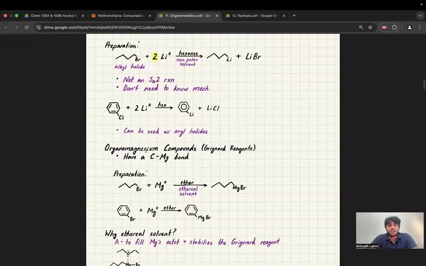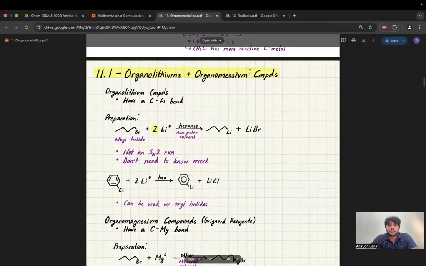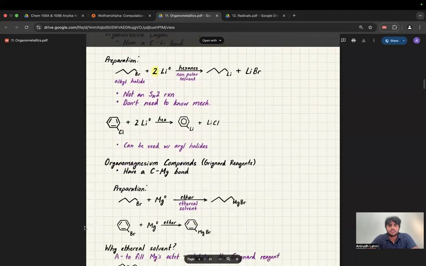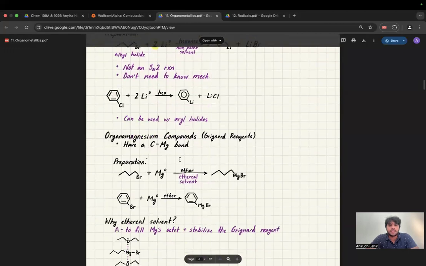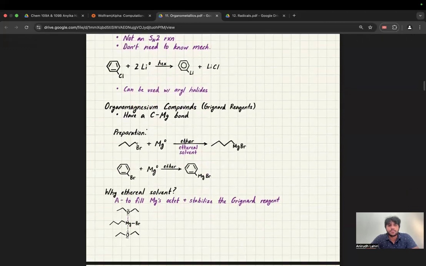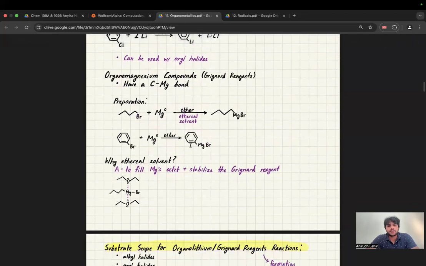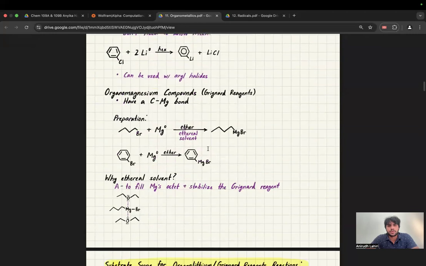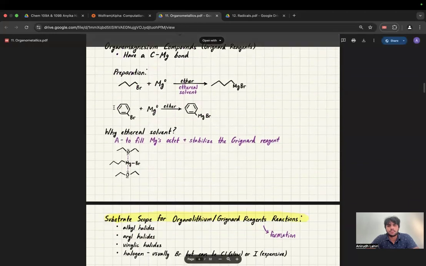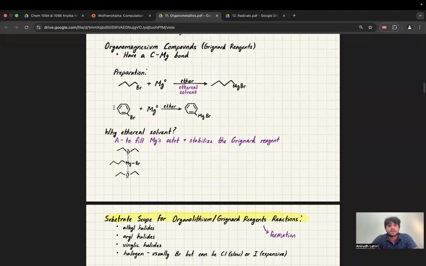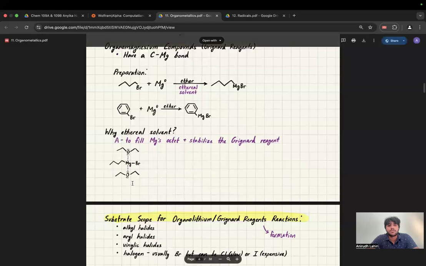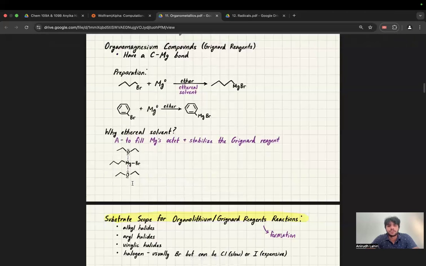Okay, organomagnesium compounds. It was just spelled wrong, my bad. Organomagnesium compounds have a C-Mg bond. The way we prepare it, we start with an alkyl bromide, and we actually insert the Mg within the Br, right? As opposed to this one, where we just put an Li on it. Interesting. Mg in ethers, we make MgBr. It also works with aryl halides. Why do we use an ether solvent? I'm not going to go over it because it's not really that important, but if you're interested, you can probably look it up and find some videos on it pretty easily.